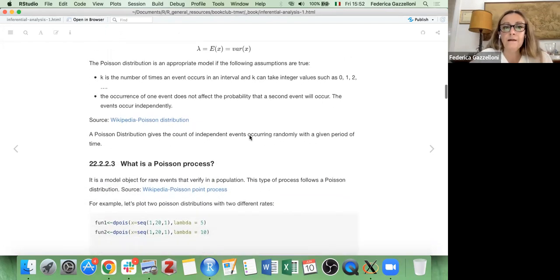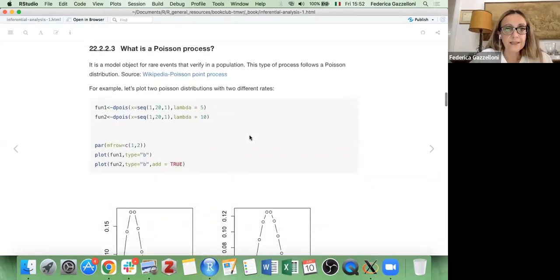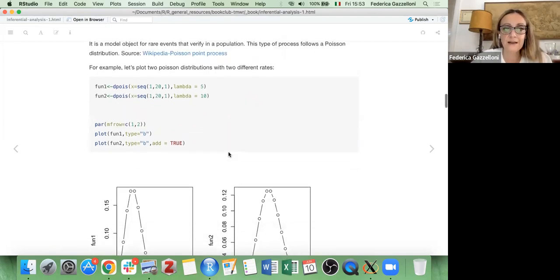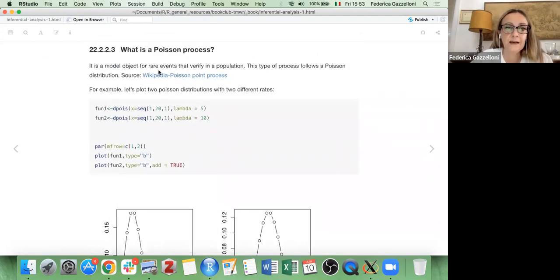So let's go forward about this. When we make a model and we use a specified function for a distribution, which is a Poisson distribution, we use a Poisson process. A Poisson process is a process for rare events that occur in a population. And there is some information in Wikipedia.